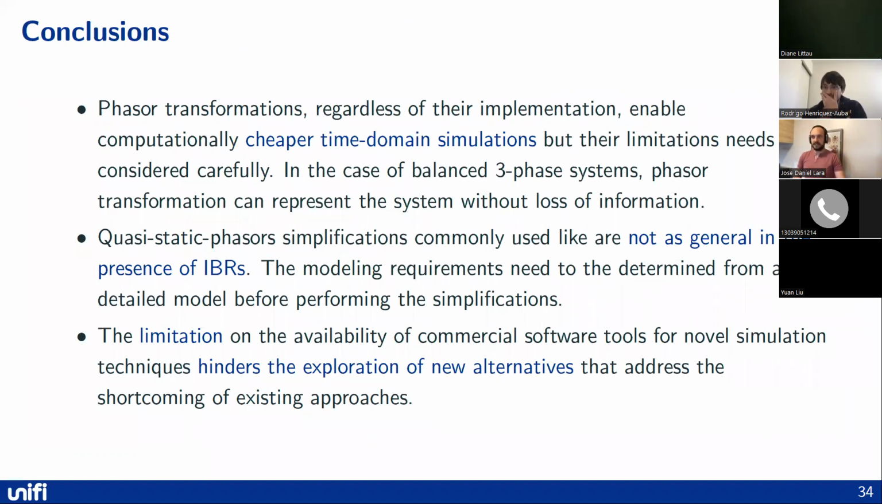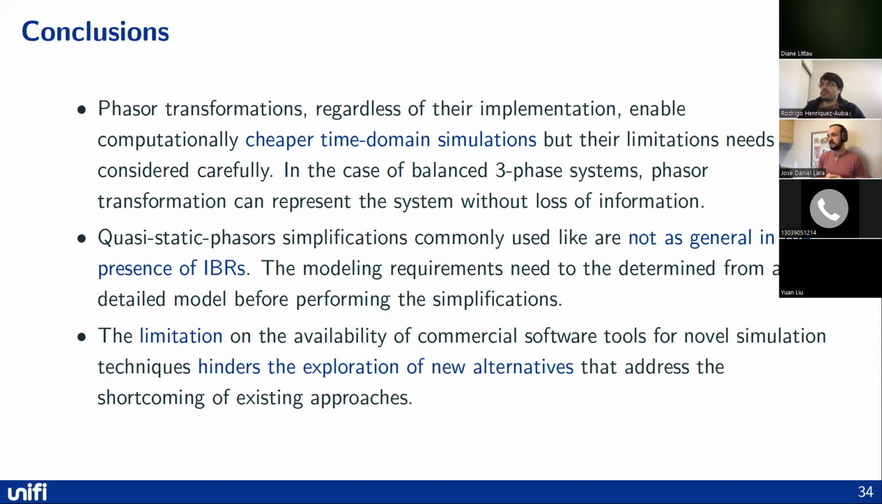So the conclusions at the end of the day are that phasor transformations, regarding the implementation, do enable cheaper time domain simulations than full waveform. And the limitations need to be considered carefully. Like the fact that a phasor transformation might not match the requirements for an exact transformation doesn't mean that it shouldn't be used. We just have to understand the limitations on those conditions.